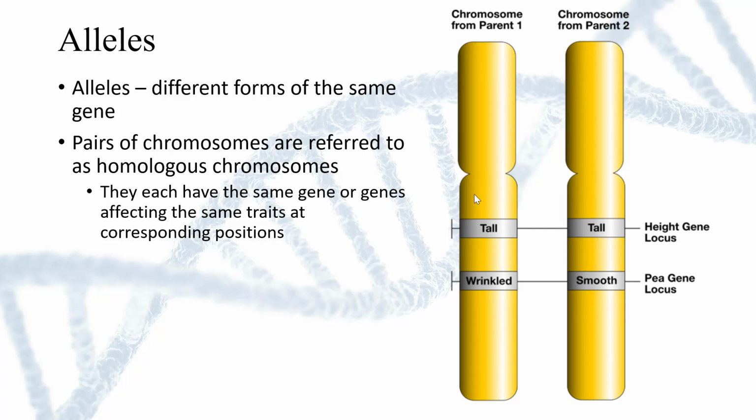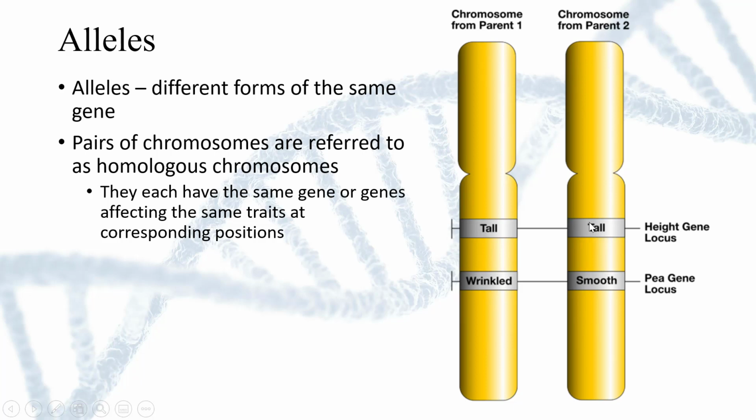So here we have a pea plant, and we have a gene that is going to determine the height of the pea plant and a gene that is going to determine the coat of the pea seed, right? And here we see that there are two alleles.